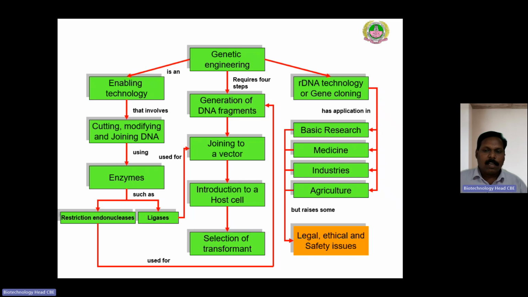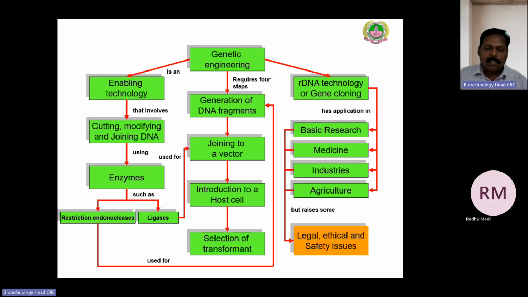This particular technology, genetic engineering or recombinant DNA technology, has plenty of applications in basic research as well as in medical sciences, in industrial applications, as well as in agricultural sectors. However, despite the umpteen number of advantages we have for this technology, it also raises some concerns relevant to ethical, legal, and safety issues.